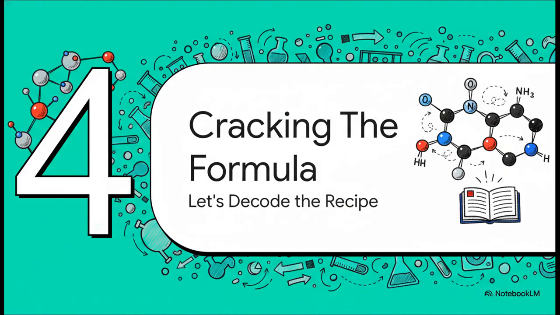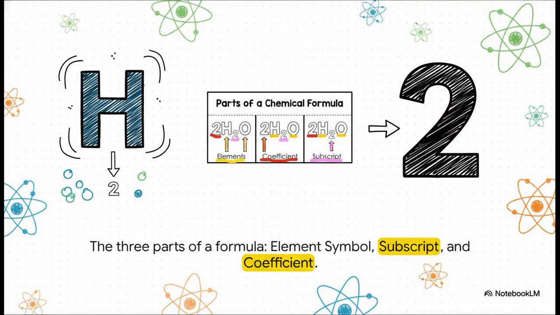All right, deep breath. We've learned the alphabet, protons, neutrons, electrons, and the basic grammar of atoms. Now we can finally go all the way back to that caffeine molecule and decode the recipe for good. A chemical formula really only has three main parts. First, you've got the element symbol, like H for hydrogen. Then you have the subscript, that little number that tells you how many atoms of that element are in the molecule. And sometimes you'll see a coefficient, a big number out front that multiplies the whole shebang.